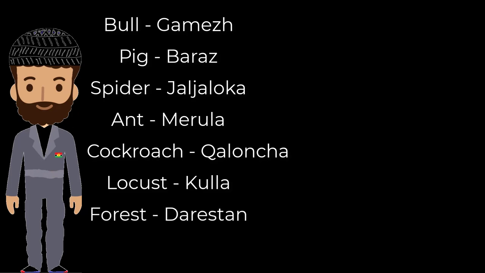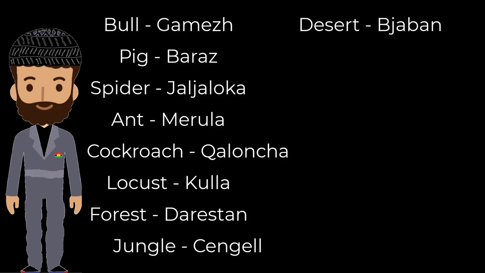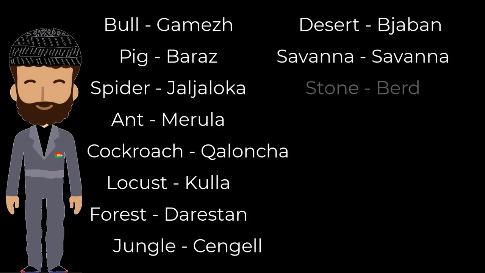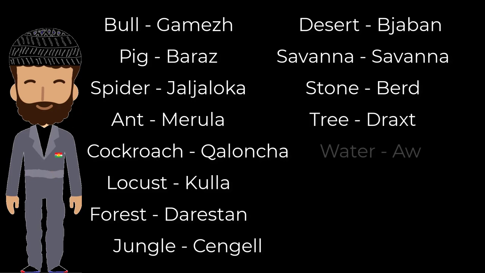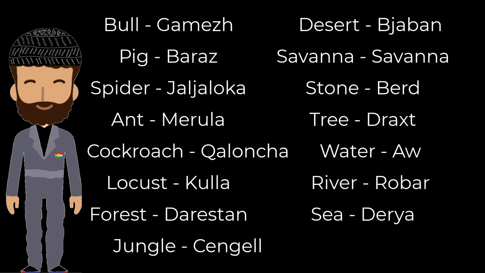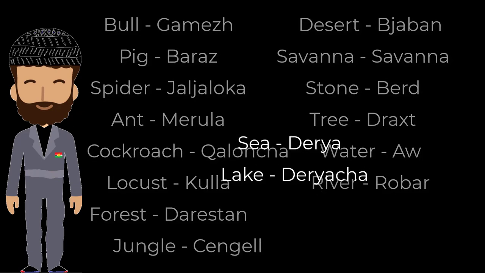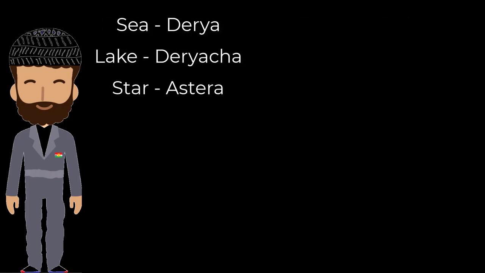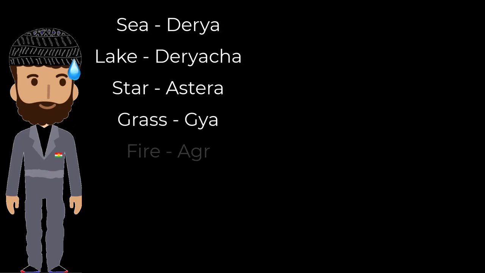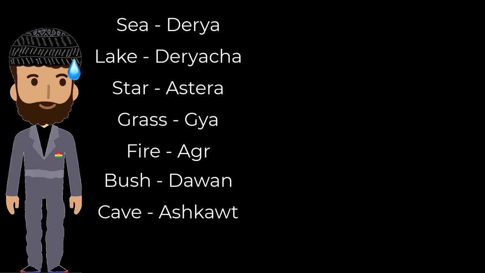Forest, daristan. Jungle, cengel. Desert, biyaban. Savanna, savana. Stone, bird. Tree, dracht. Water, au. River, rubar. Sea, derya. Lake, deryacha. Star, estera. Grass, gya. Fire, agir. Bush, dawan. Cave, eshkot. Cloud, hor.